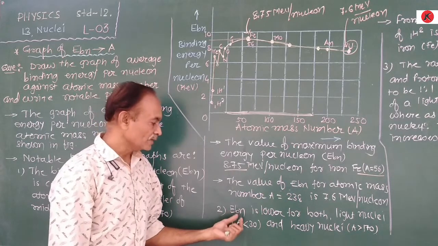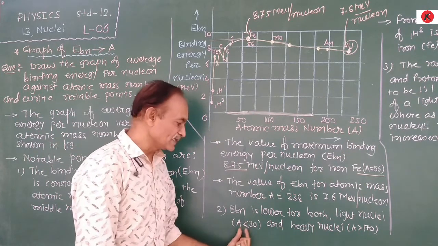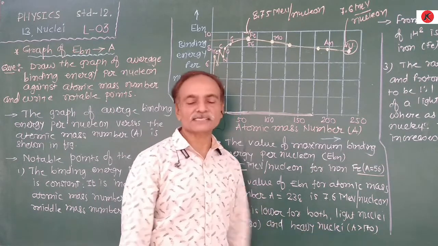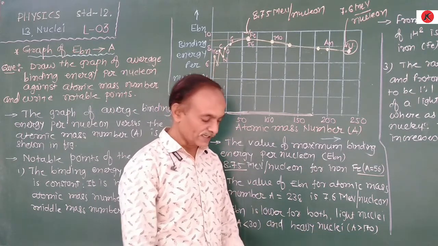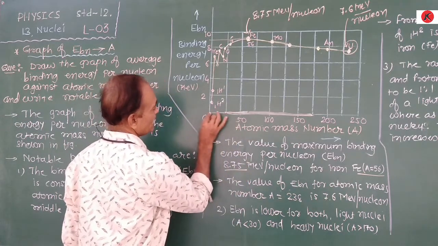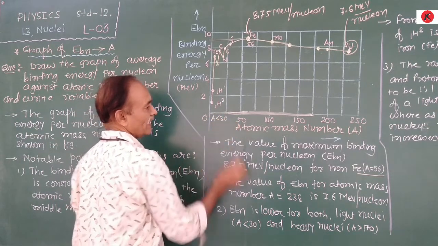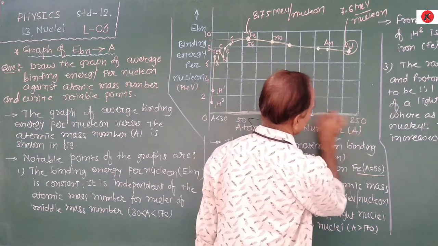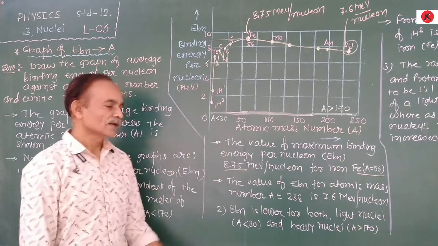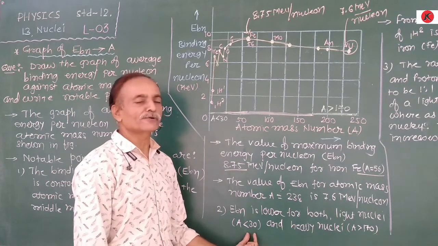Okay. Therefore, the binding energy per nucleon is lower for both: light nuclei having atomic mass number less than 30, and heavy nuclei having atomic mass number greater than 170. It means for both light and heavy nuclei, the binding energy per nucleon is less.